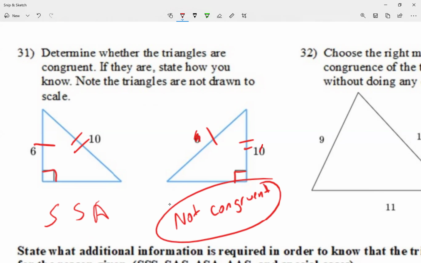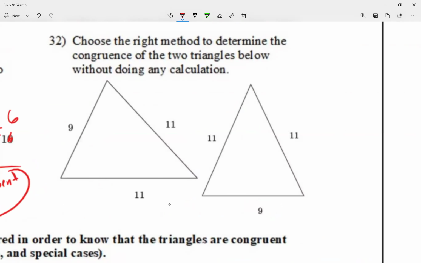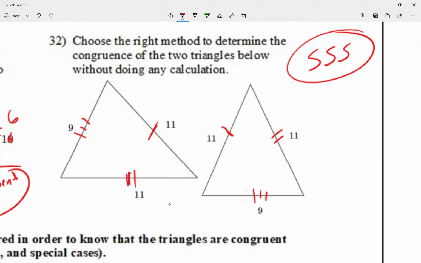Now, what if I had gone like this? Yeah, that one would be congruent, not side angle. That one would have been HL. Okay, let's take a look at number 32. This side is equal to this side. The second side is equal to this one. And this third side is equal to this third side. Three sides of one triangle are equal to three sides of the other. Side side side. Pretty cool.